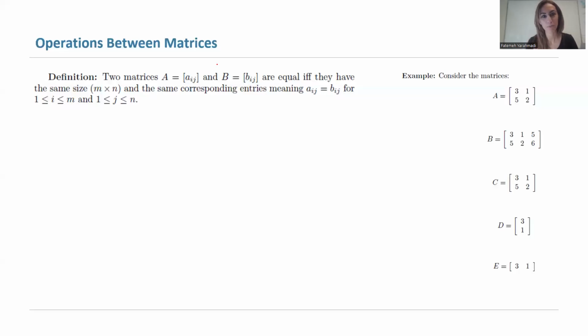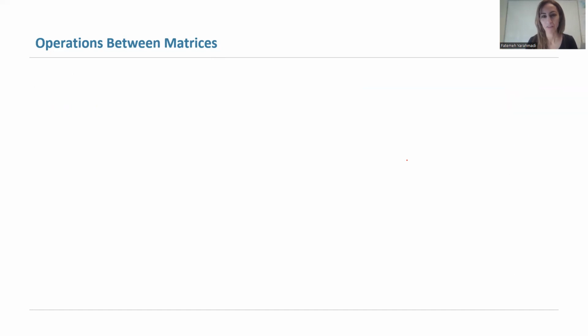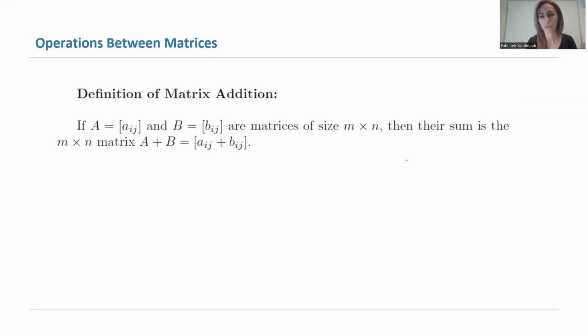Now that we introduced matrices, how they are equal to each other, we can define operations between matrices. We're going to create some new objects in math. The very first operation is going to be addition between two matrices.